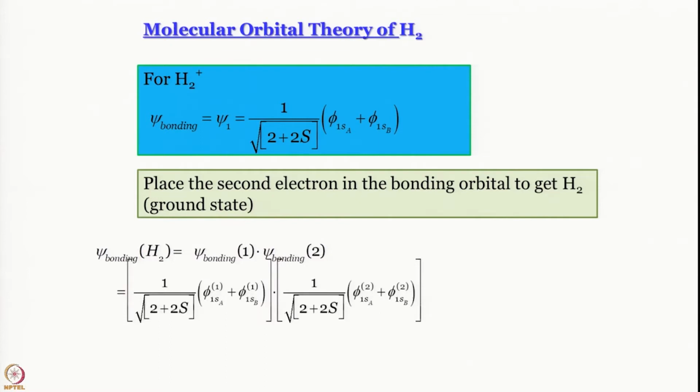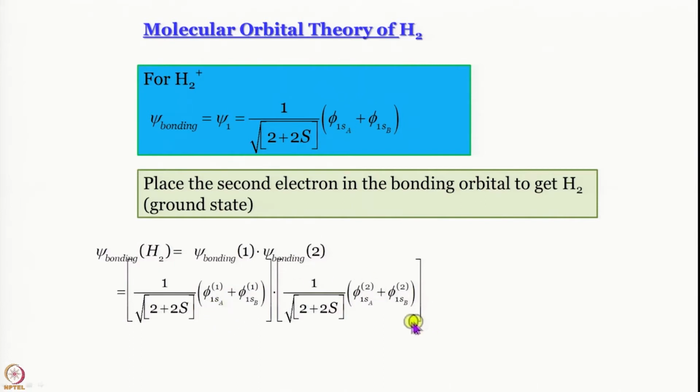Do you agree with me that this wave function that we have written is symmetric with respect to exchange? I hope you have not forgotten what we had learnt while discussing many electron atoms. The total wave function, which is a product of spatial part and spin part, that wave function for a fermion like electron has to be antisymmetric with respect to exchange.